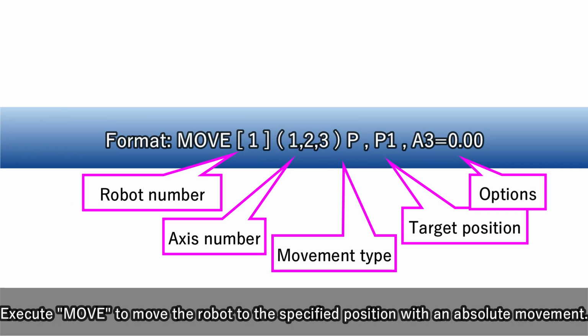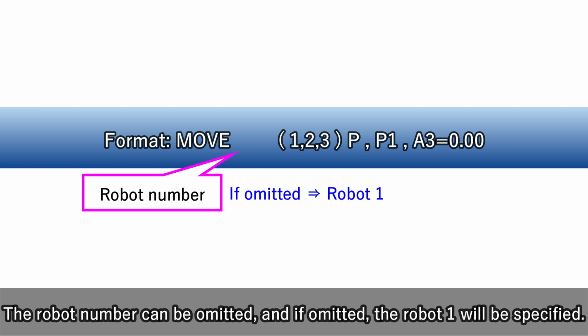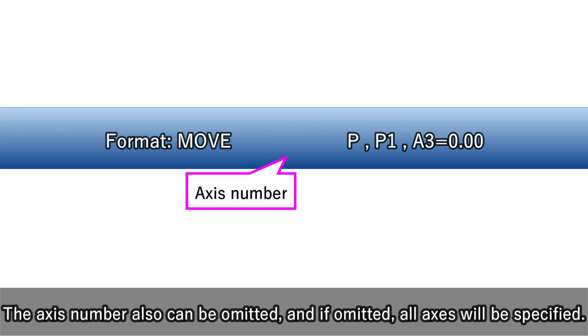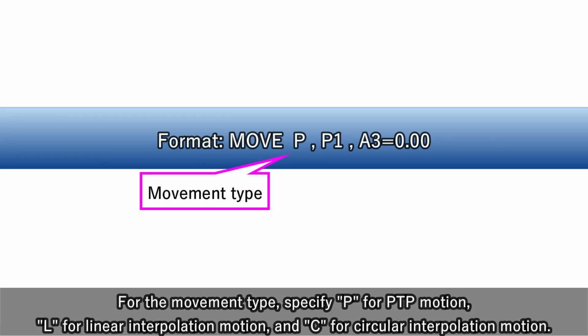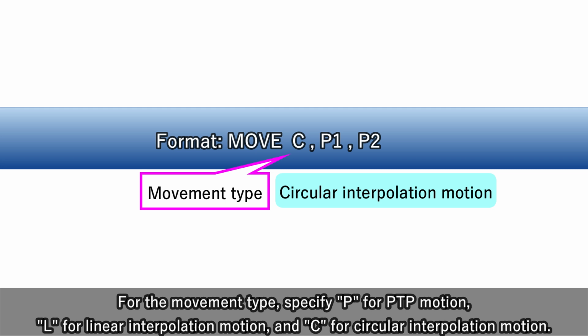Execute move, to move the robot to the specified position with an absolute movement. The robot number can be omitted, and if omitted, the robot 1 will be specified. The axis number also can be omitted, and if omitted, all axes will be specified. For the movement type, specify P for PTP motion, L for linear interpolation motion, and C for circular interpolation motion.